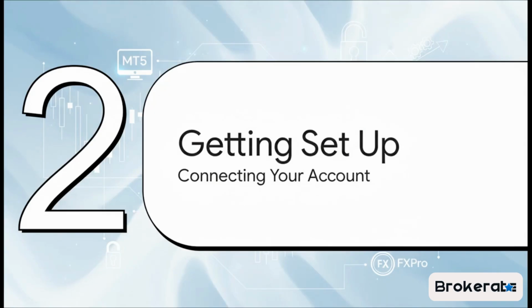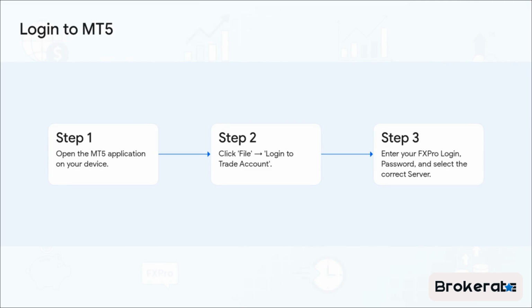So now that we get the theory, let's put it into practice. It's time to actually connect the engine to the dashboard, to link your FXPro account to the MT5 platform. It's really just a simple three-step process. First, you just open up the MT5 software. Then you'll go up to the File menu at the top and find where it says Login to Trade Account. Finally, you just pop in the login ID, password, and server name that FXPro gave you.